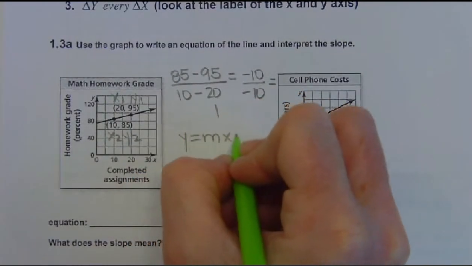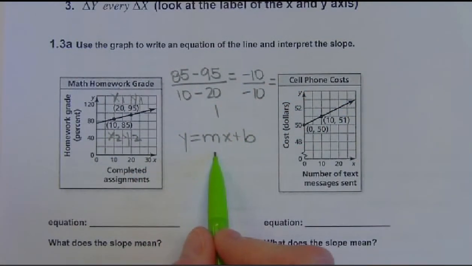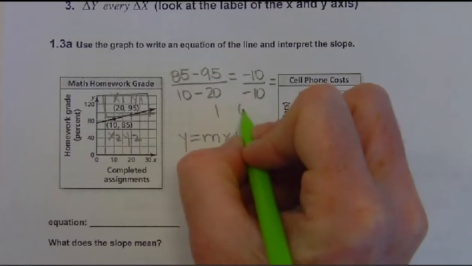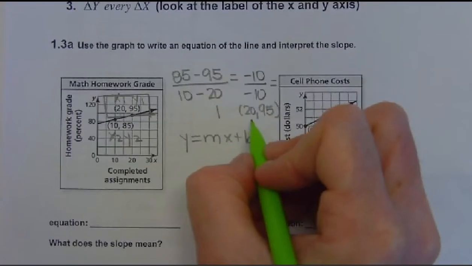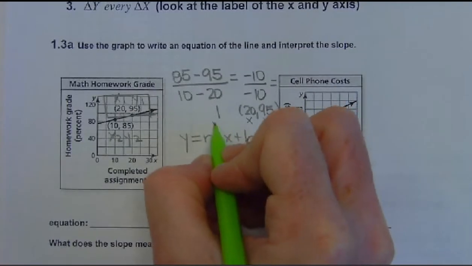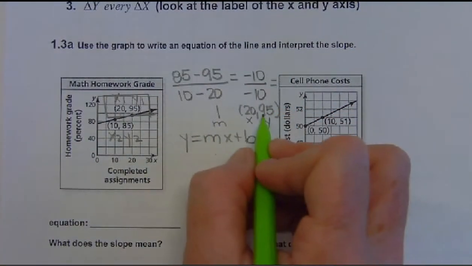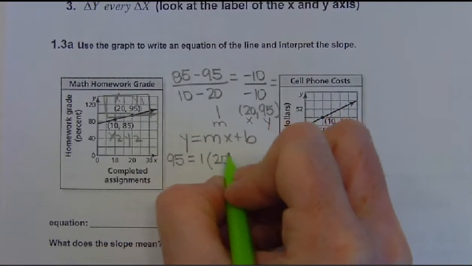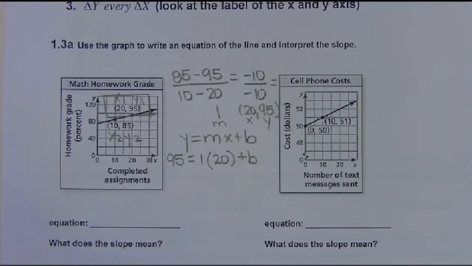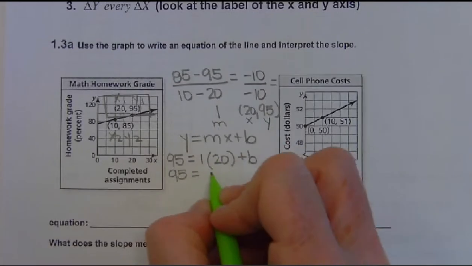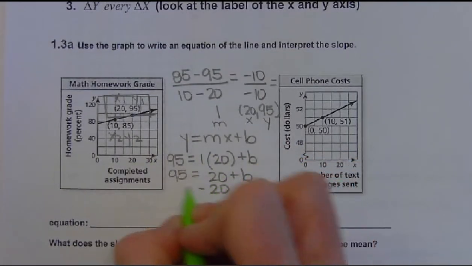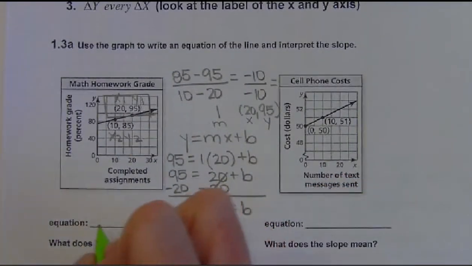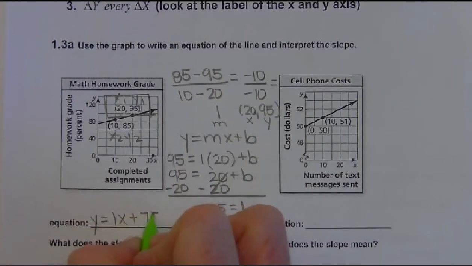Once you get a slope of 1, if you recall your slope-intercept form for a line, you pick one of the 2 points. I'm going to pick 20, 95. And I plug in 20 for x, 95 for y, and m is my slope of 1. So if I plug in those values, 95 for y, my slope is 1, my x is 20, then I can solve this for b. So I have this 95, 1 times 20 is 20. I subtract that 20, and I get b equal to 75. So my equation is going to be y equals 1x plus 75.